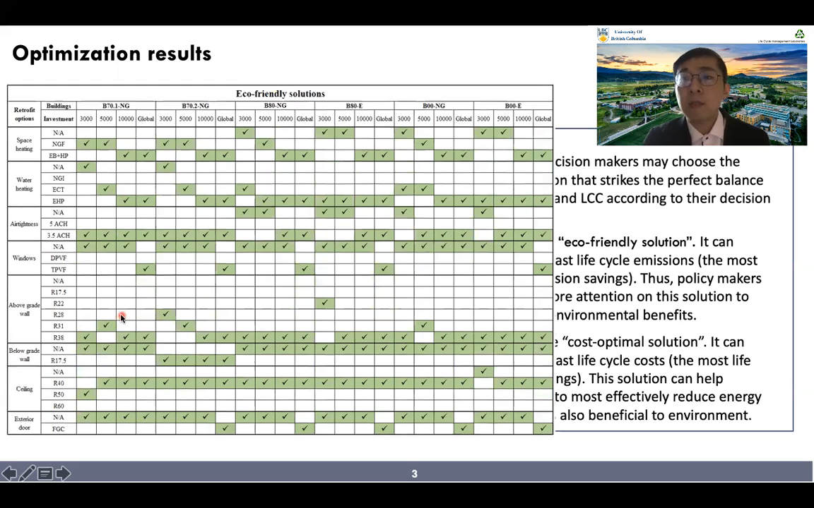Looking at this table, we can see that by utilizing our multi-objective optimization framework, we can identify the different Pareto optimal retrofit solutions for different building archetypes at different investment retrofit costs.